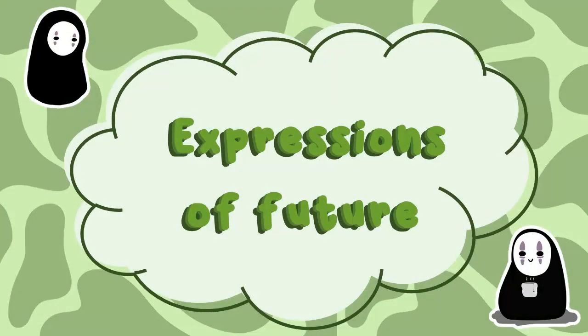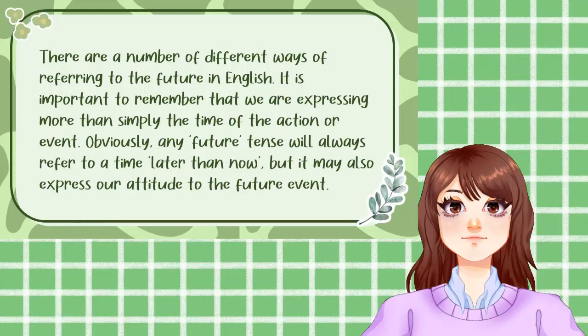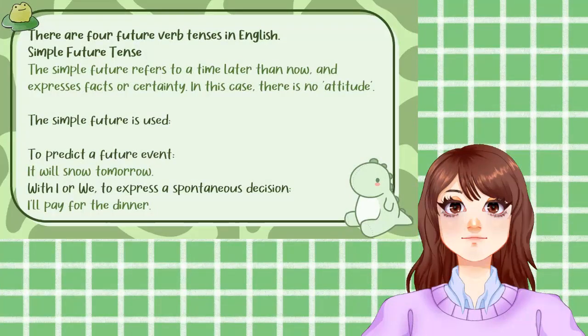The expressions of future. There are a number of different ways of referring to the future in English. It is important to remember that we are expressing more than simply the time of the action or event. Obviously, any future tense will always refer to a time later than now, but it may also express our attitude to the future event. There are 4 future verb tenses in English.